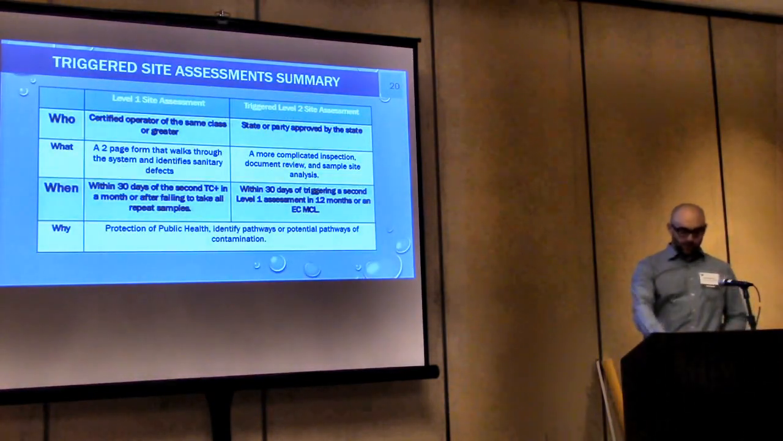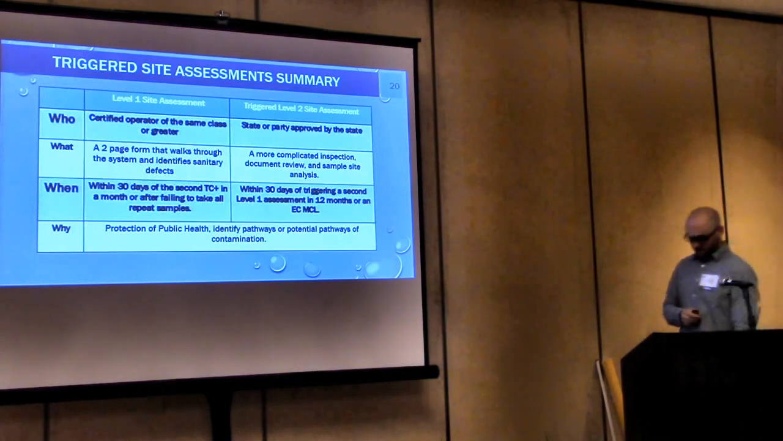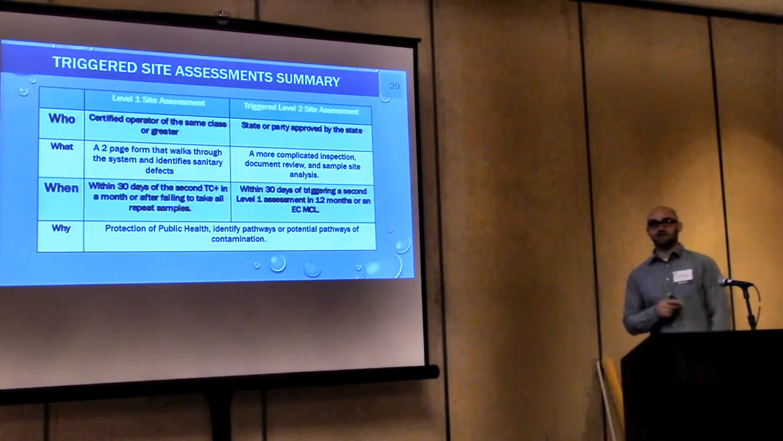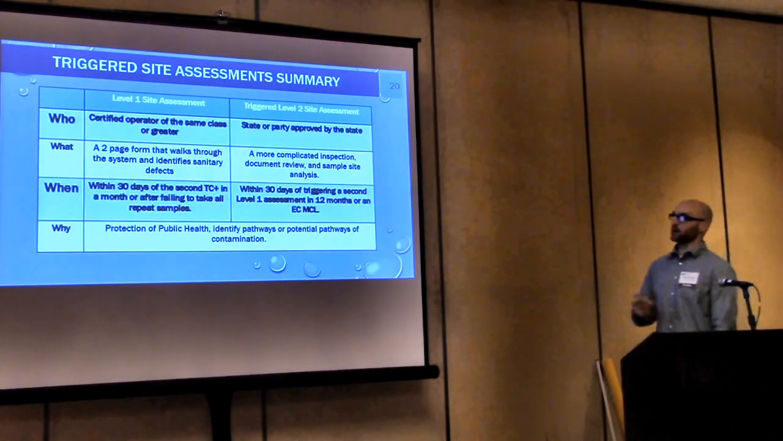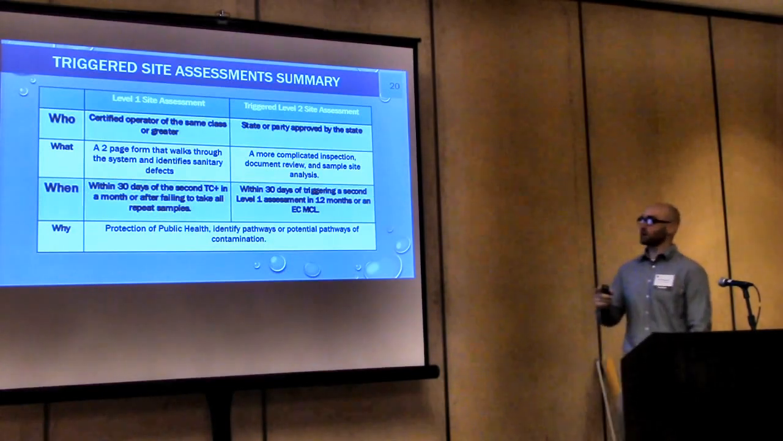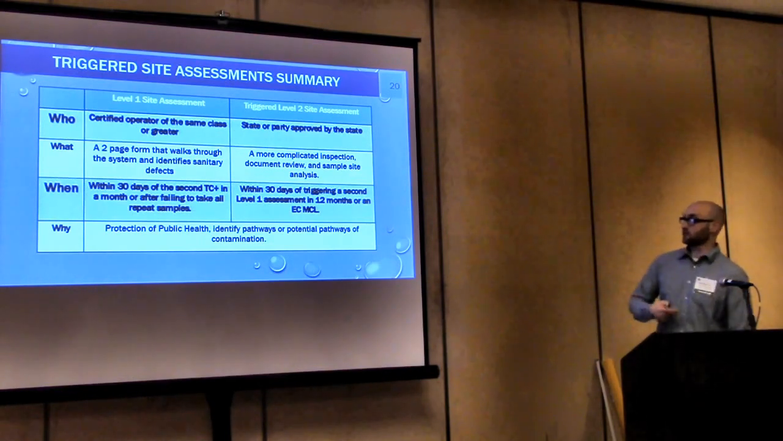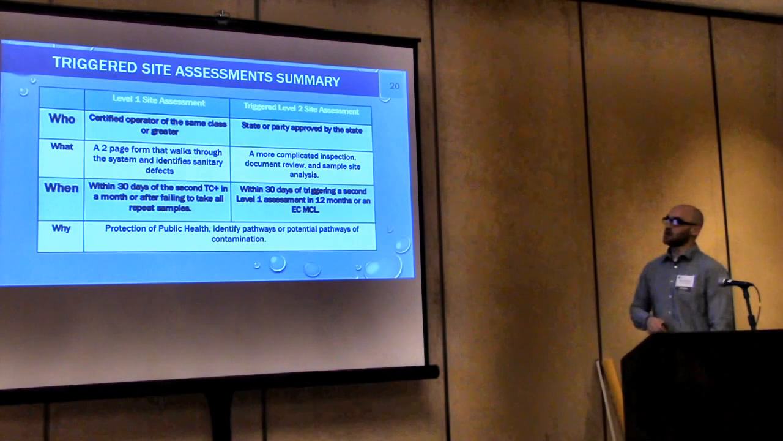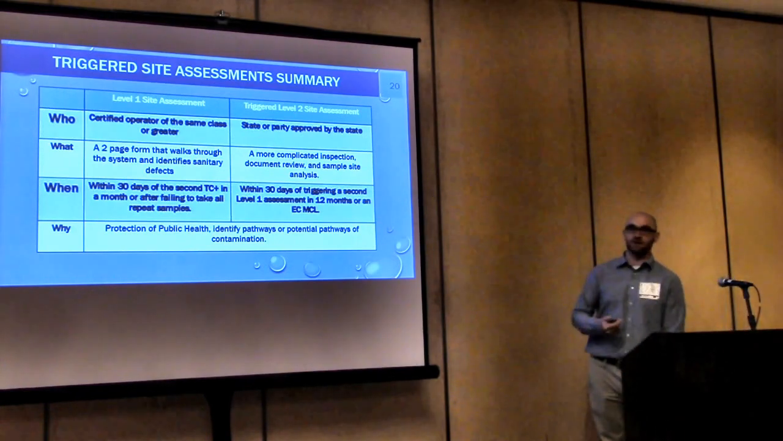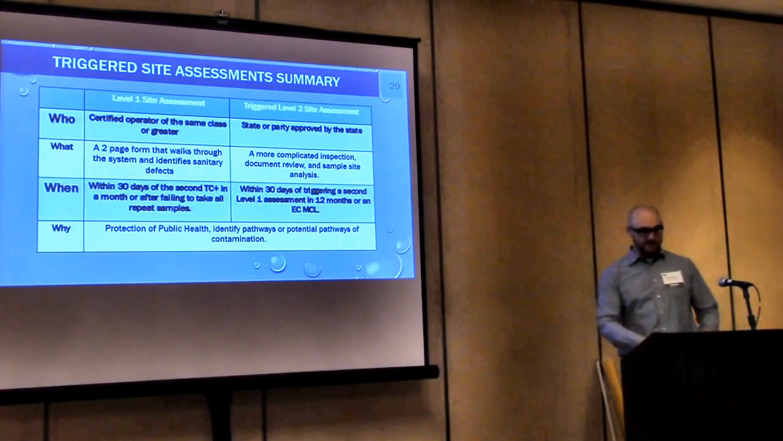Just the who, what, where, when, why, all that sort of stuff for the assessments. The big things are kind of blurry, which is awesome: the who and the when. So the level 1s are certified operators, same class of the system or greater. Level 2s are the state or party approved by the state. When, they're both within 30 days of the triggers. So for level 1, after the second total coliform positive in a month, or after failing to take all the repeat samples for level 1 site assessment. And for level 2, it's within 30 days of triggering the second level 1 assessment within 12 months, or within 30 days of the E. coli MCL. And ultimately, the why is protection of public health.